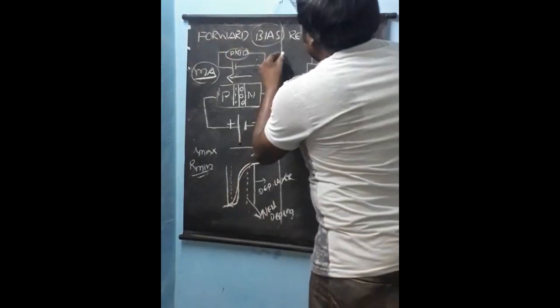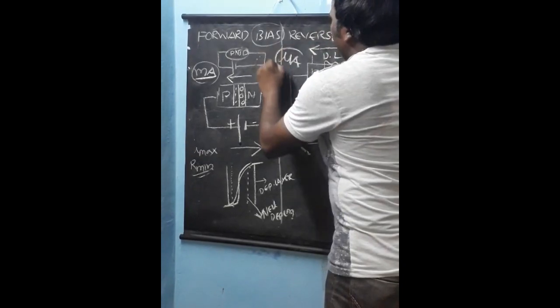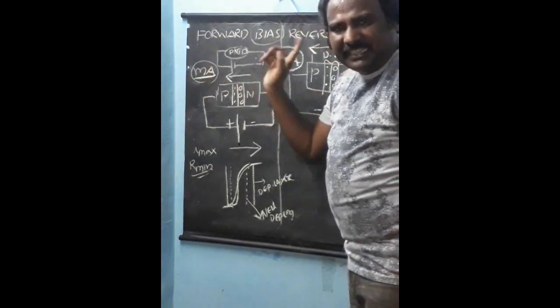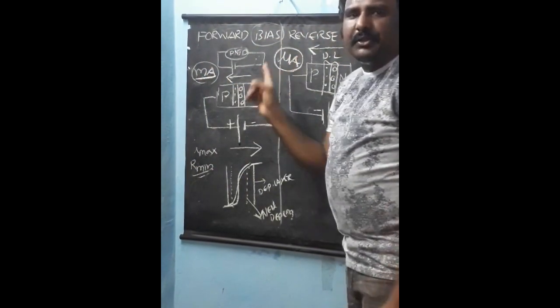That current is measured in terms of microamperes. Here, in forward bias, current is measured in milliamperes. Here, in reverse bias, current is measured in microamperes.